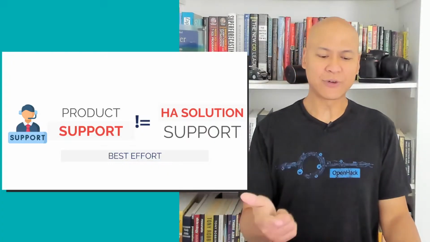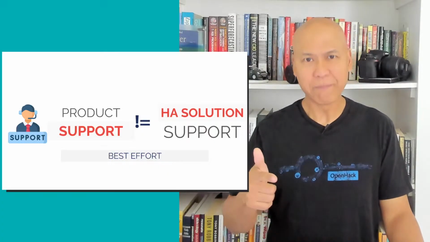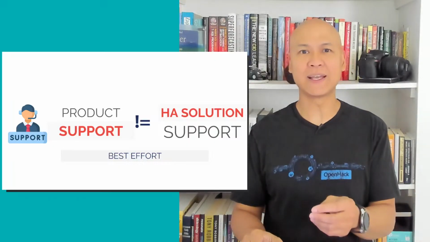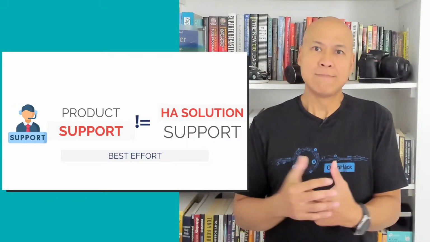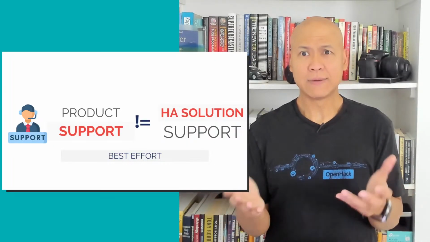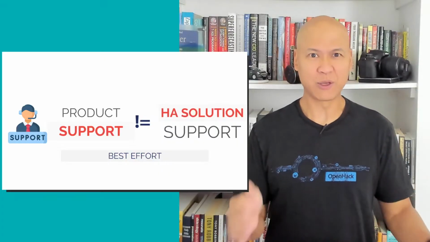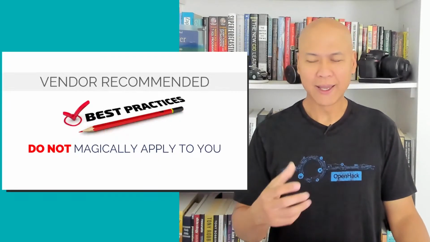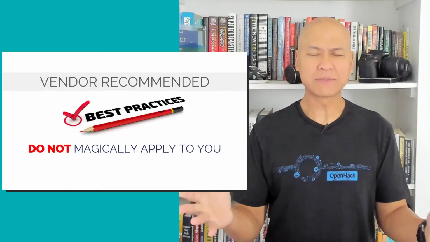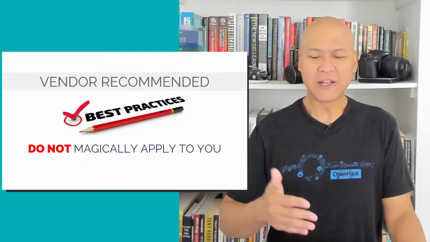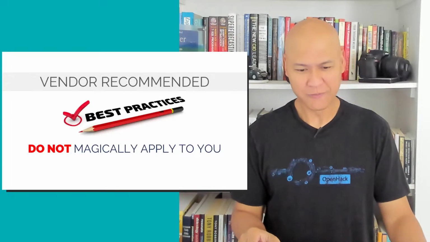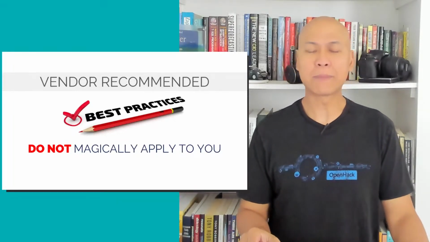Okay, so that's the first one. Product support does not mean HA solution support. Your vendor might be recommending a high availability solution, but they're not necessarily the one supporting it if something goes wrong. Okay. The next one, this is one I sometimes get asked about: vendor recommended best practices do not magically apply to you. Okay? Vendor recommended best practices do not magically apply to you.